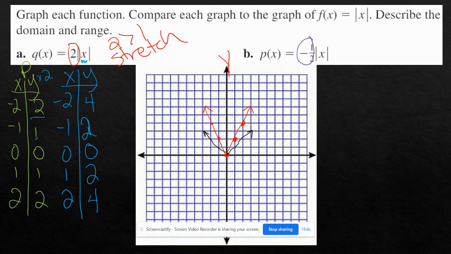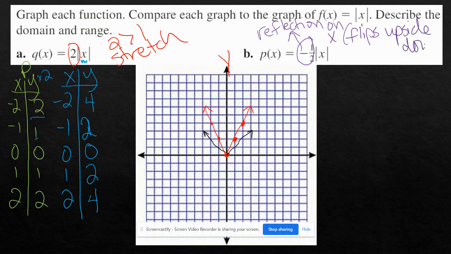I'm looking here at that negative 1/2. So the negative is a reflection on the x-axis, which means it flips upside down. The 1/2 is between 0 and 1, and so this is a shrink.